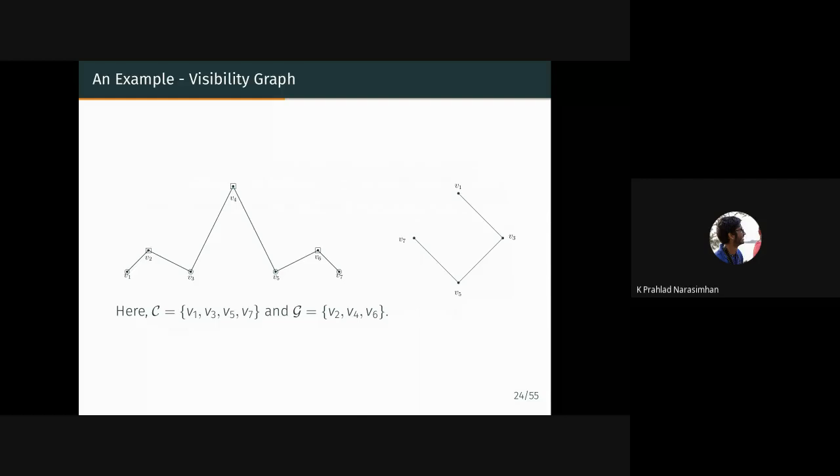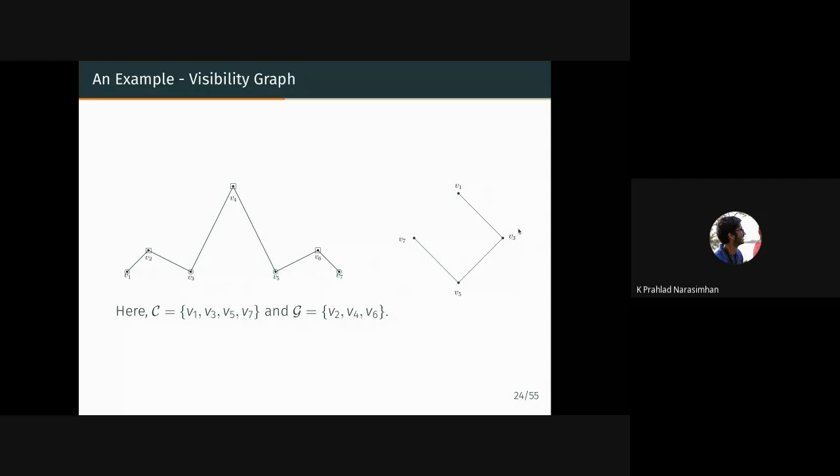The first thing to note is that the vertices of the visibility graph are the same as C. So V1, V3, V5 and V7, right? And there's an edge between V1 and V3 because there exists a vertex V2, which is in G, which sees both V1 and V3, right? So there exists an edge between V1 and V3.